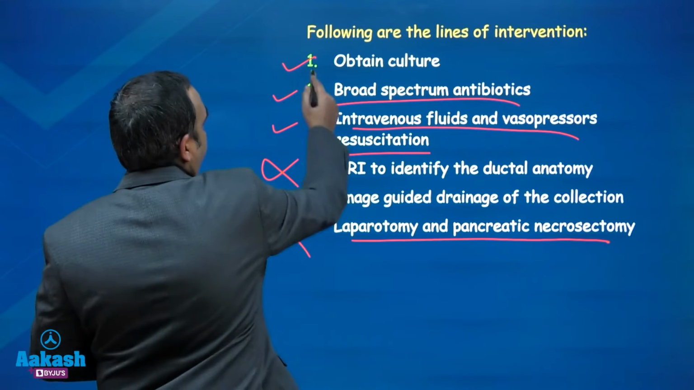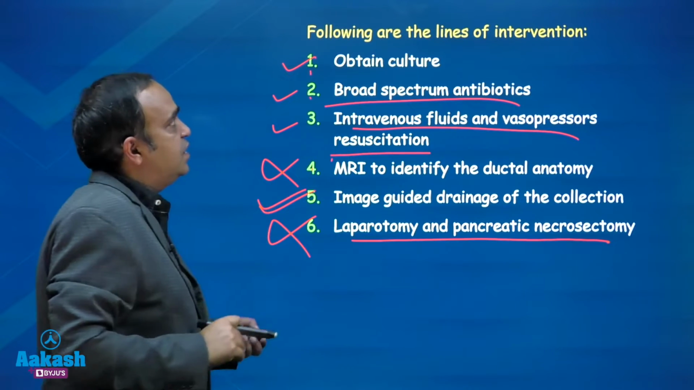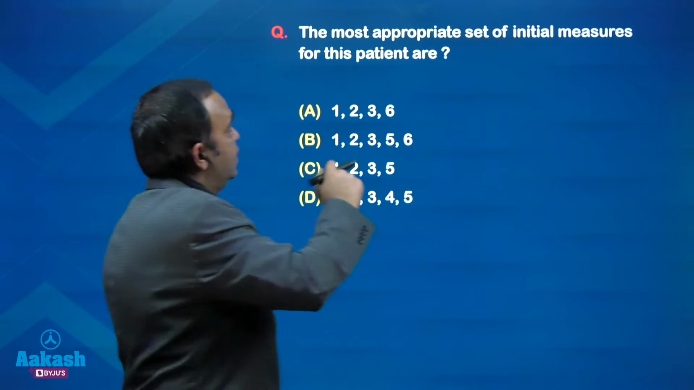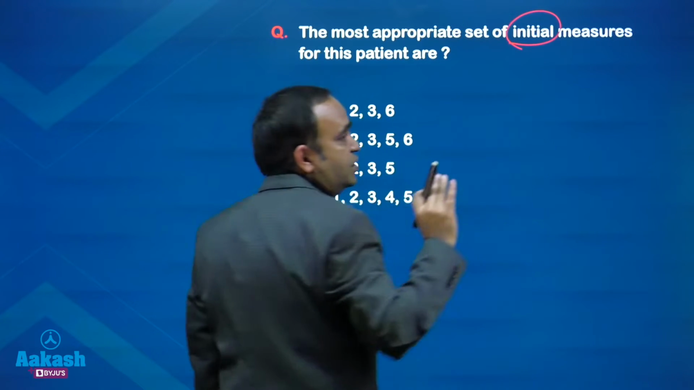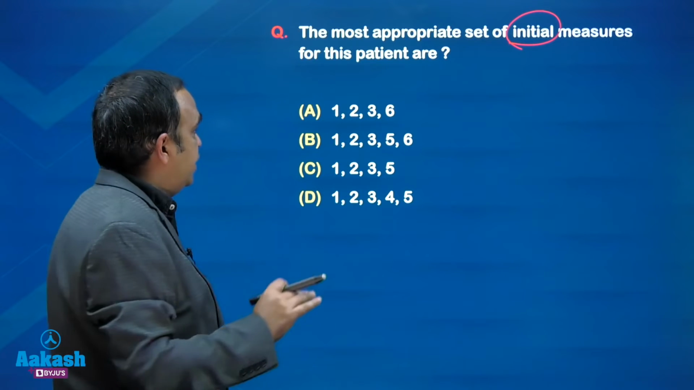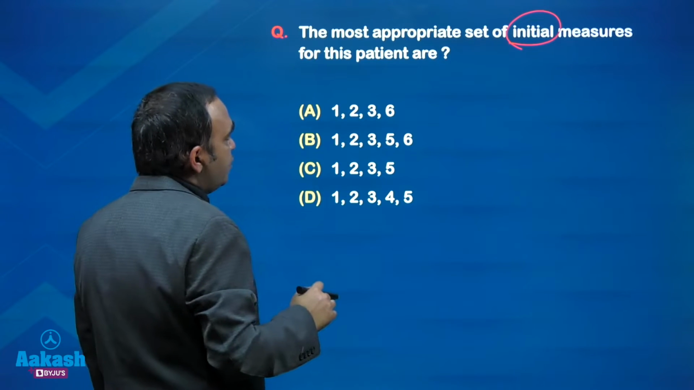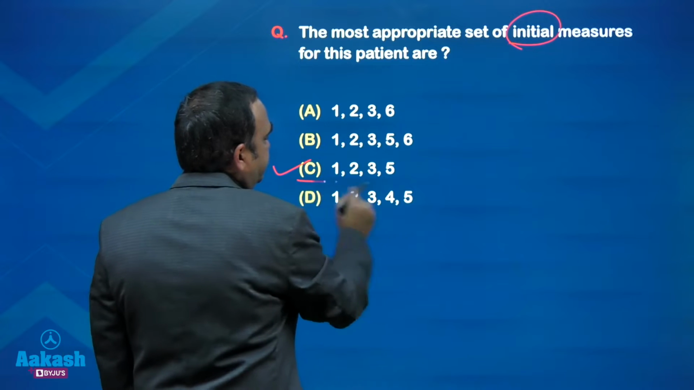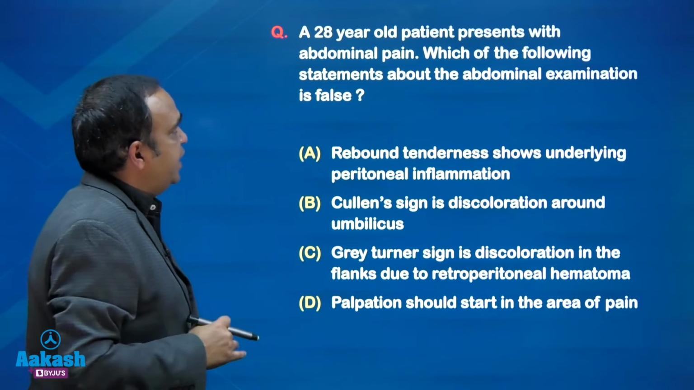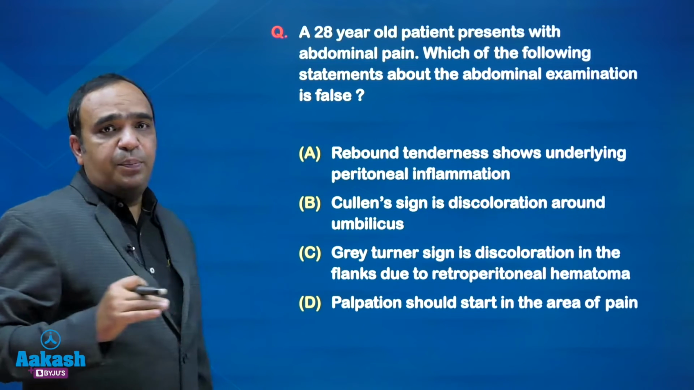So 1, 2, 3 and 5, these are the lines of intervention as a set of initial. Now remember, initial. So we have to choose only those statements which will be done initially. So 1, 2, 3 and 5. So that's the answer. Okay, a 28-year-old patient presents with abdominal pain.